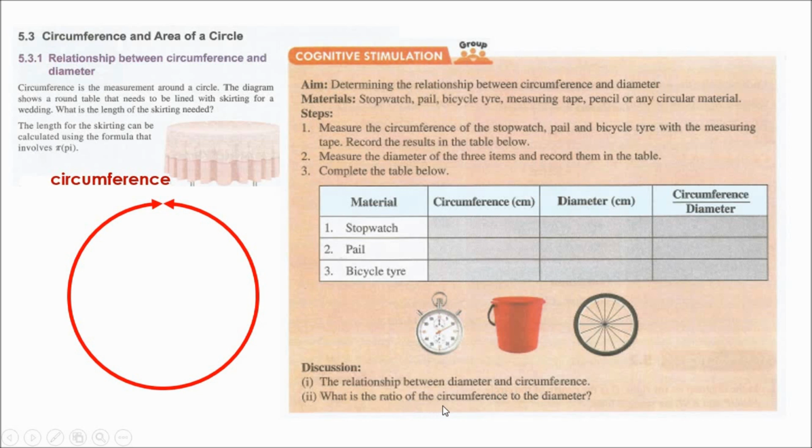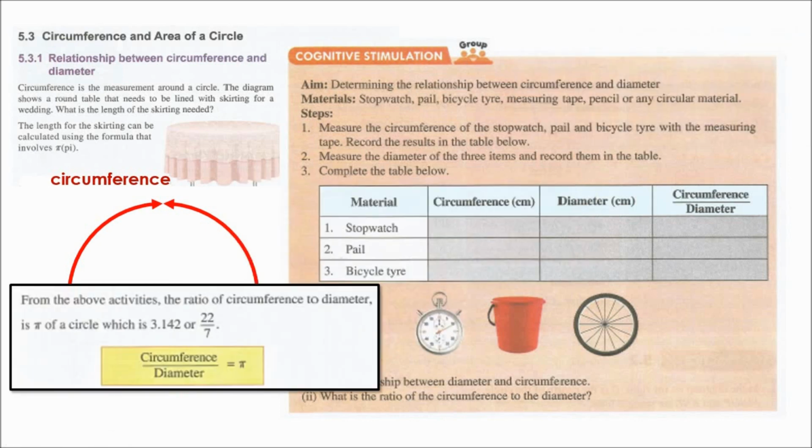What is the ratio? From the above activities, ataupun from the cognitive stimulation activity, the ratio of circumference to diameter is actually the value of pi. I know that you will get this value, 3.142 or approximately this value, or you get the value 22/7 when you find the ratio between circumference over diameter. So circumference over diameter is actually the value of pi.